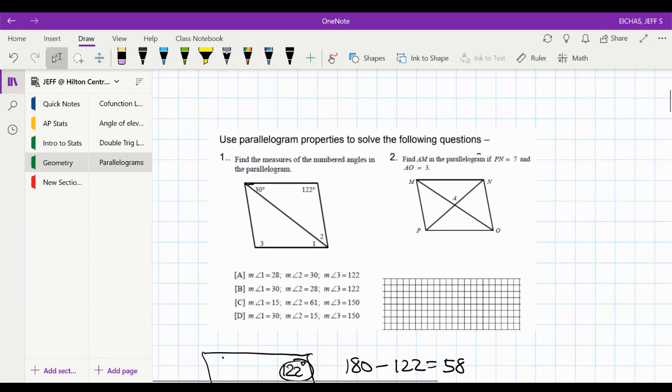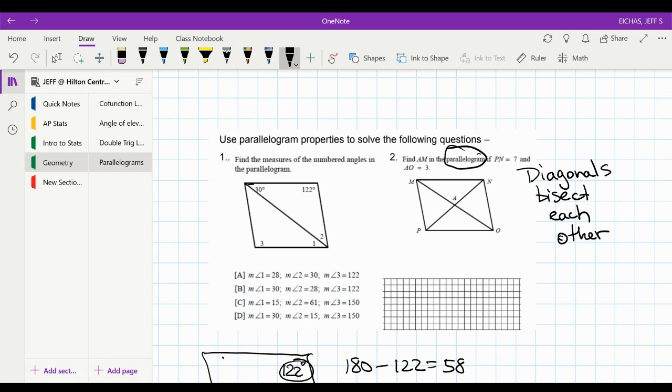All right, the second one is about the diagonals. Diagonals bisect each other in a parallelogram. Now, they did say it was a parallelogram. The diagonals bisect each other. That does not mean they have to be congruent, and that does not mean they're perpendicular. Oftentimes in our class, we have perpendicular and bisector combined. This is just bisect each other.